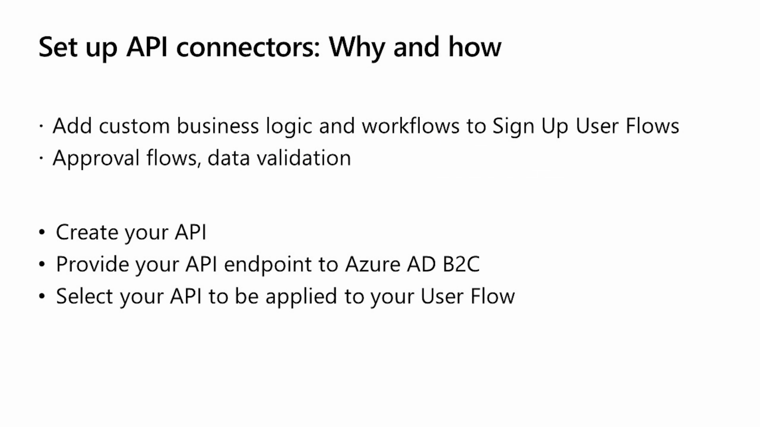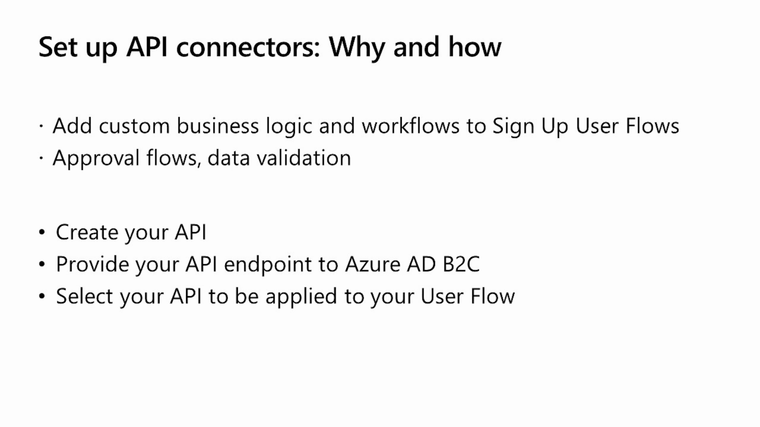Let's take a look at API connectors. These add more flexibility to your B2C user flows. API connectors allow you to call a REST API at particular points within a user flow, and these REST API endpoints can then be used to drive your own custom logic. For example, you may only want to allow users signing up to have a valid ID number, or you may only allow them to sign up if they come in from a specific domain name. That's what we're going to demo today.